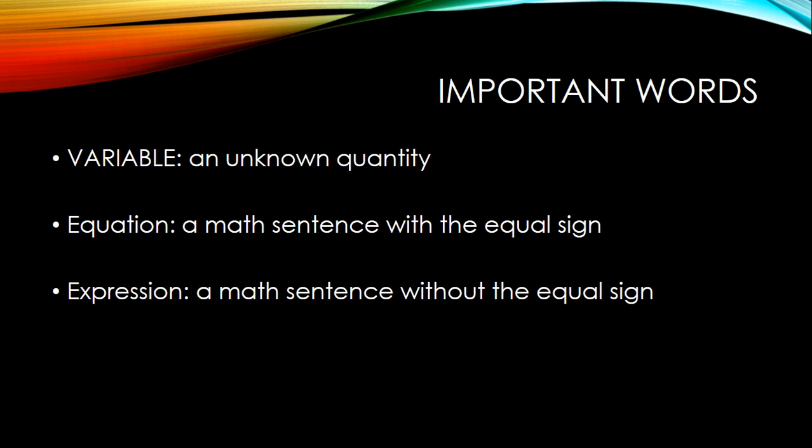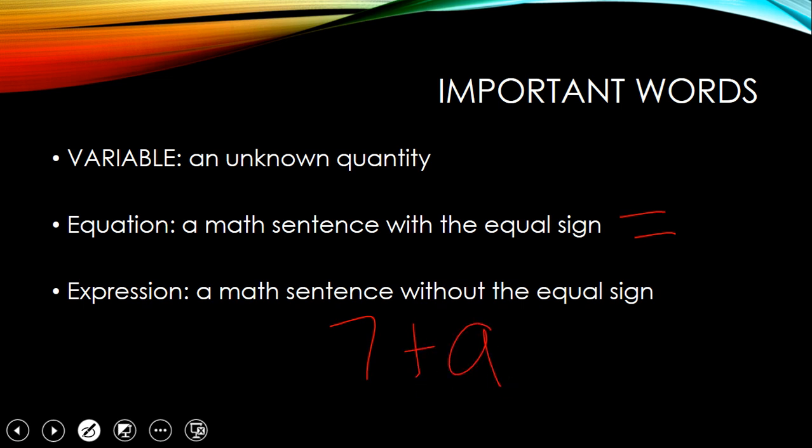Equation is the next one, and that's a math sentence that has to have the equal sign, okay? Because if it doesn't have the equal sign, then it's just an expression. So if we had 7 plus a, that is an expression. But if we had 7 plus a equals 9, that is an equation, okay? So those are just some important words to help you on your journey through algebra.